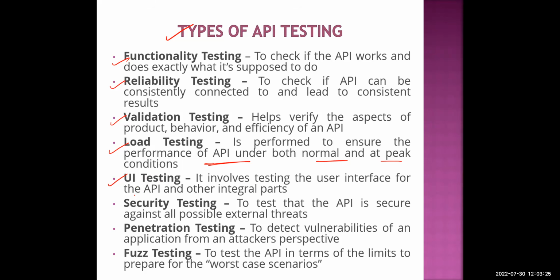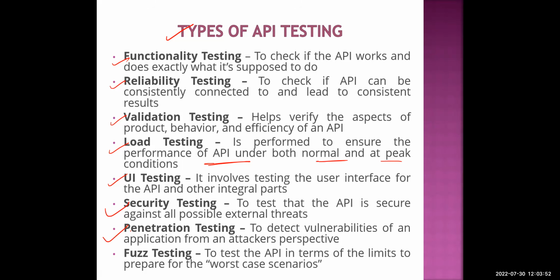Not exactly UI like whatever we do at the functional side, but I can show you what kind of UI we can validate. It is not exactly a complete UI, but yes, we can test some internal or integral part of that UI. I can show you through Postman, right? Security testing tests whether the API is secure against all possible external threats. Yes, we do security testing again.